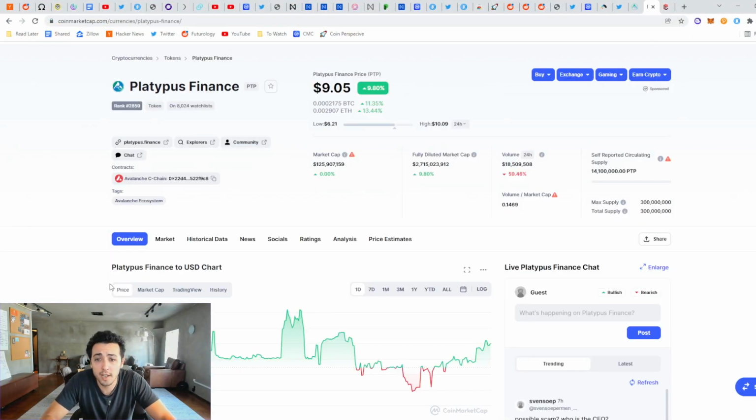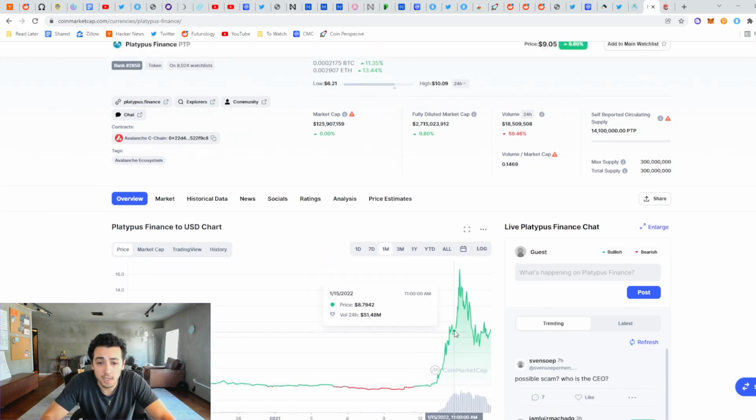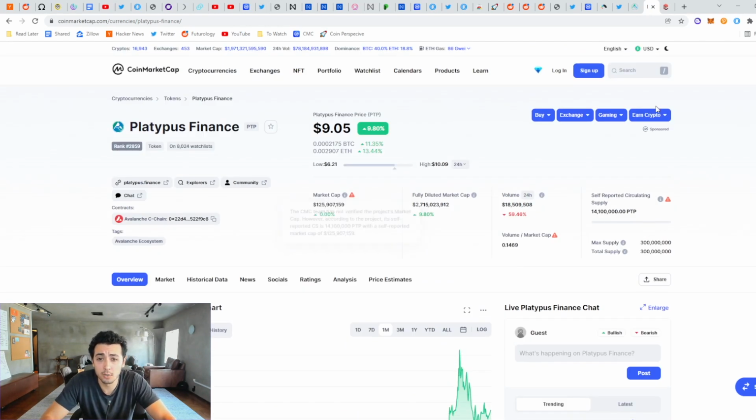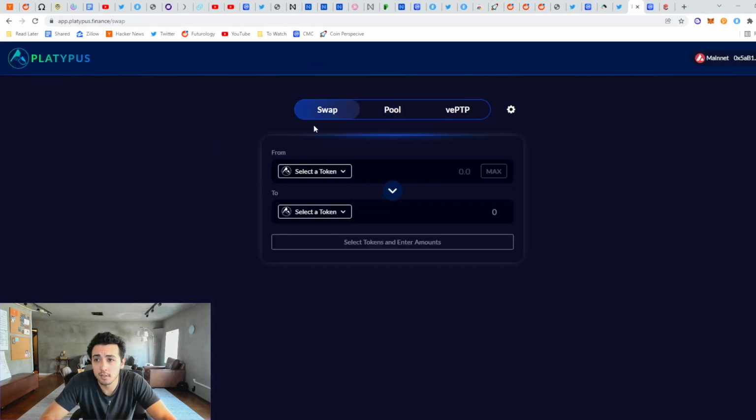Cool. Platypus Finance had a big run up, and now it's down significantly from the other day when I think it was up like 3-4x. 125 million market cap, 2.7 billion. And so basically what it is, let's go to the homepage.